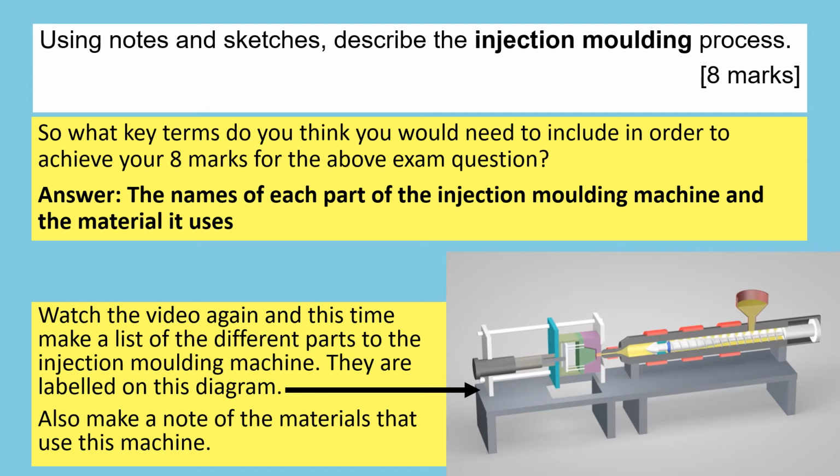So I'm going to ask you to watch the video again, but this time in your purple books I want you to make a list of those parts of the machine. Don't draw the diagram. You're going to draw the diagram next. I've got an image on the next slide of a much clearer diagram of the injection molder. So don't worry about drawing it. Worry about getting the names of each part of the machine and also the material.